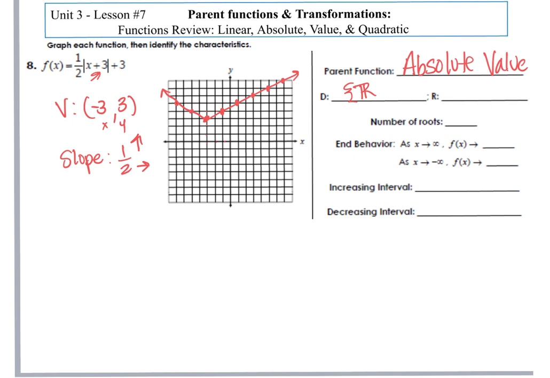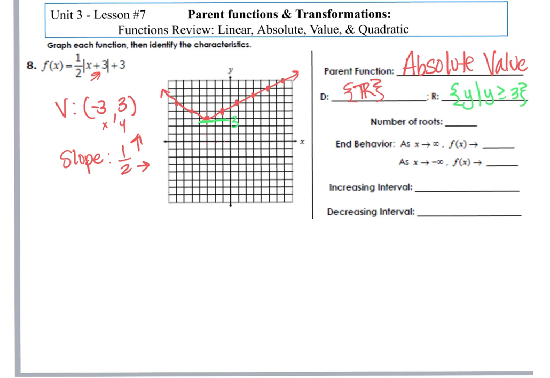The domain is still the same. It's all real numbers. We're spreading from left to right forever. My range, my lowest y value. Okay, here's my lowest point. The y value for that point is positive 3. And my arrows are ending up. So our values are getting greater. So we're going to say all the y's such that y is greater than or equal to positive 3.